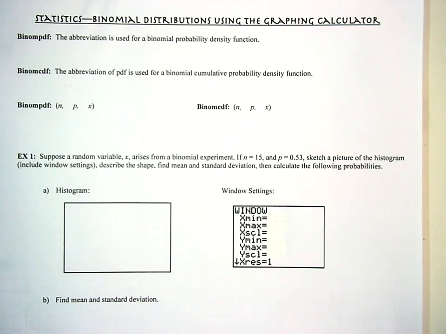Today we're looking at statistics, binomial distributions using the graphing calculator. First up, this is a big day of shortcuts, so hopefully we're excited about that. So binomPDF is just an abbreviation that we use for binomial probability density functions. Just to make it user-friendly, this is where we use our calculator to calculate exact probabilities for certain outcomes. For example, if I wanted to calculate exactly 3 heads out of 10 coin tosses, I would be using the binomPDF function in my calculator.